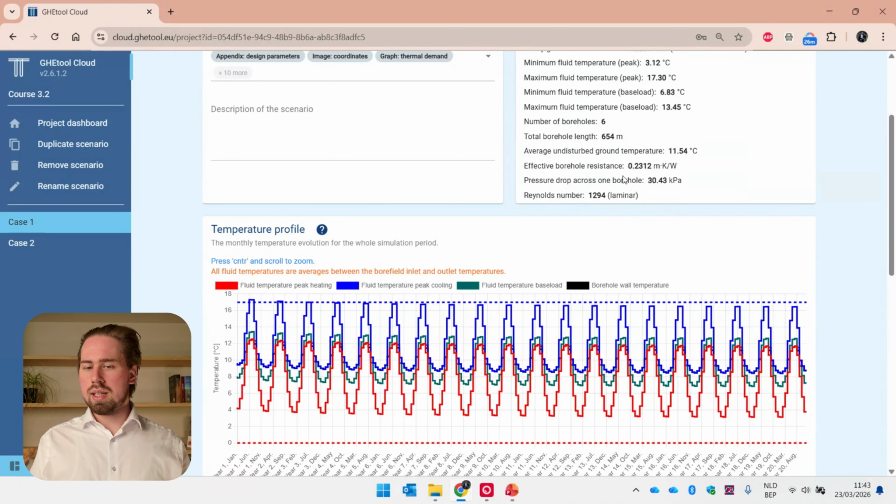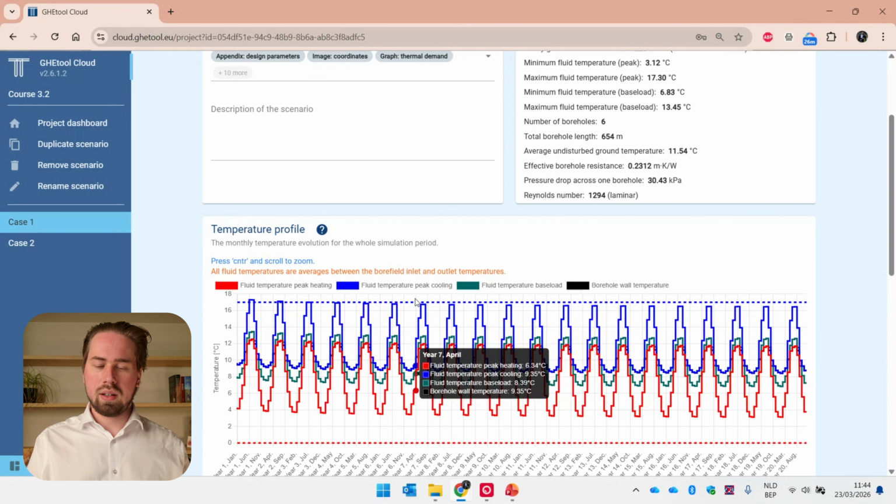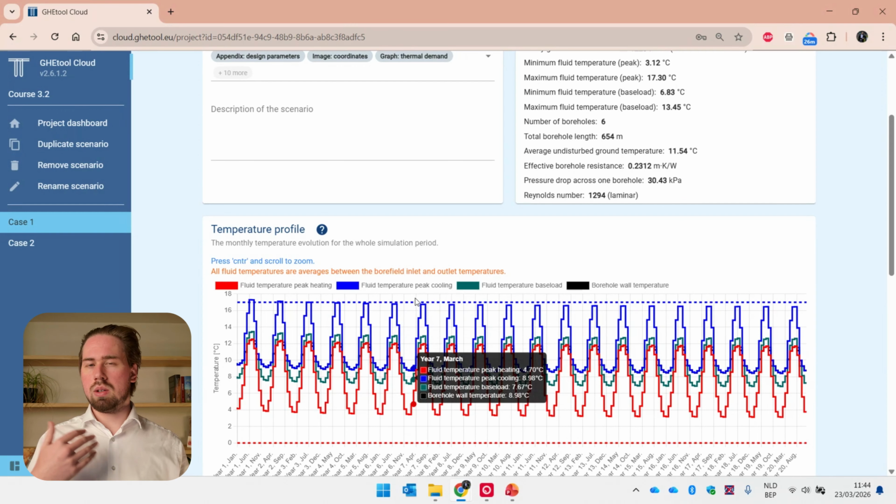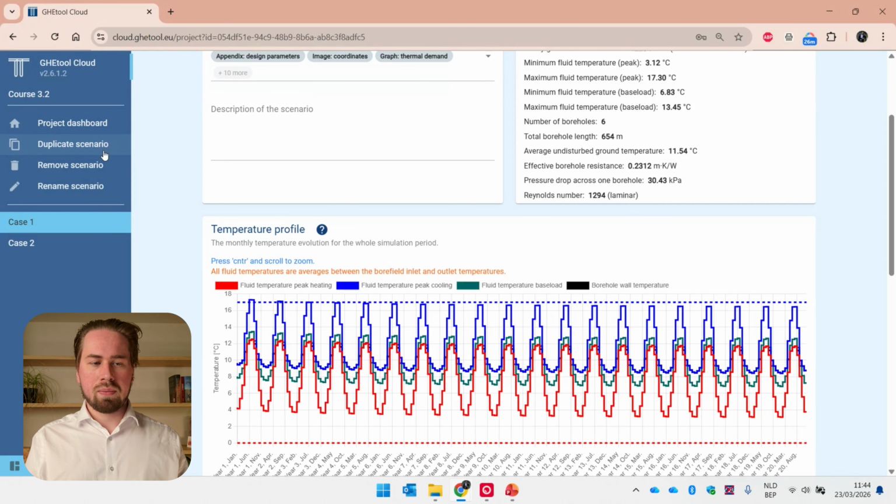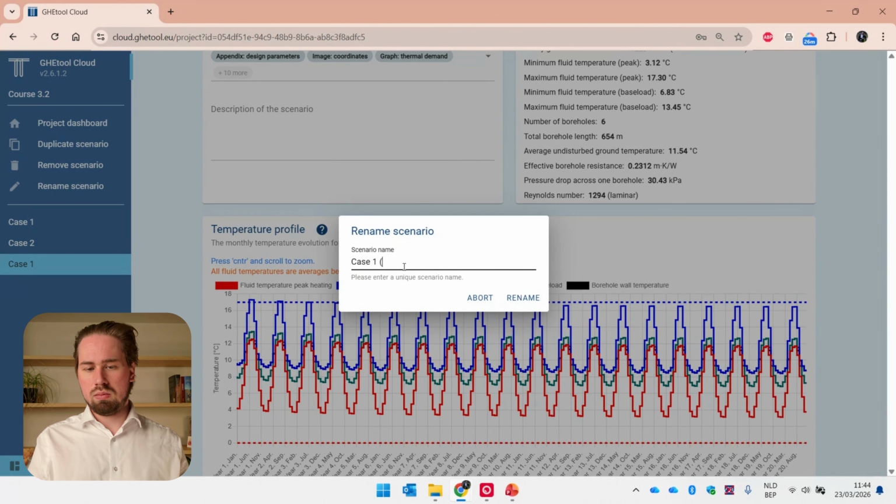But what you can see here is we have a Reynolds number. It was all laminar. But by default, as was the historical assumption, the Reynolds number is calculated based on the minimum temperature limit, which is 0 degrees in this case. But during injection, during cooling, we actually are way higher. So chances are that due to the change in our viscosity and so forth, we actually have a transient state and our heat transfer is actually better. So what we can do is go to duplicate scenario, let's call it case 2 with variable fluid properties.